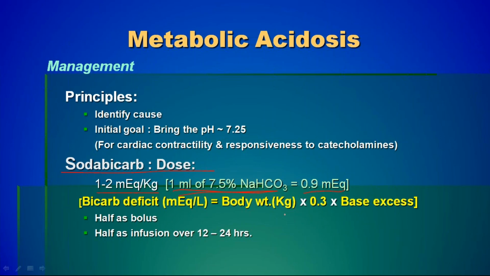So this is a formula which you can use: 0.3 into base excess and so on. Based on this, usually when you come to the emergency, it is necessary. Whatever the deficit is, give half as a bolus and half as an infusion over 20 hours. When you give the bolus, as I said, dilute with equal volumes. Bolus means you can add it with the intravenous fluid, and then calculate the remaining fluid level. That's it.